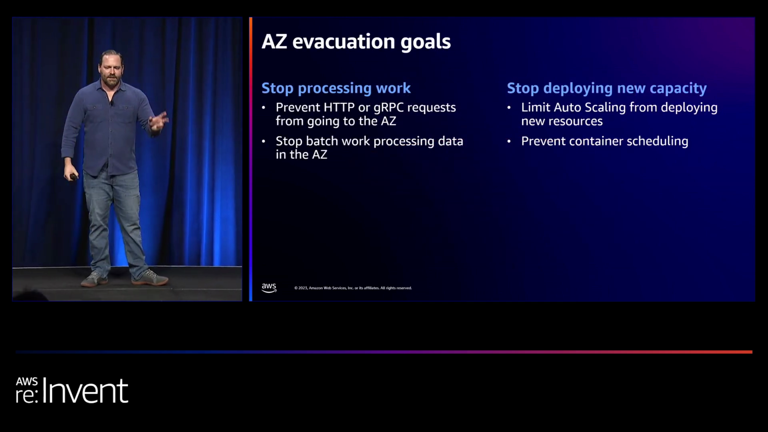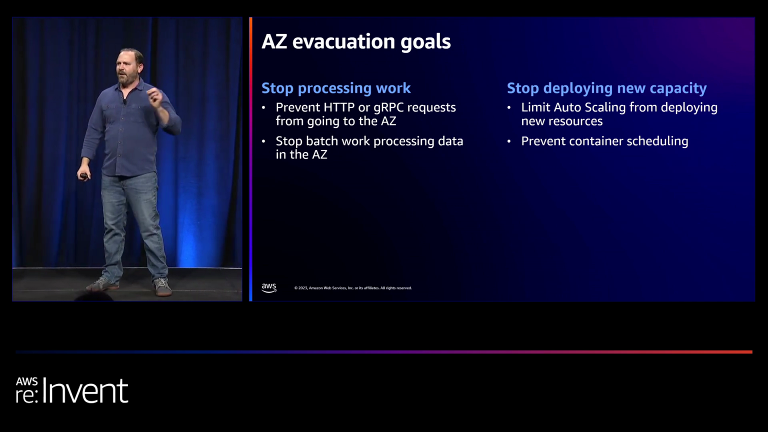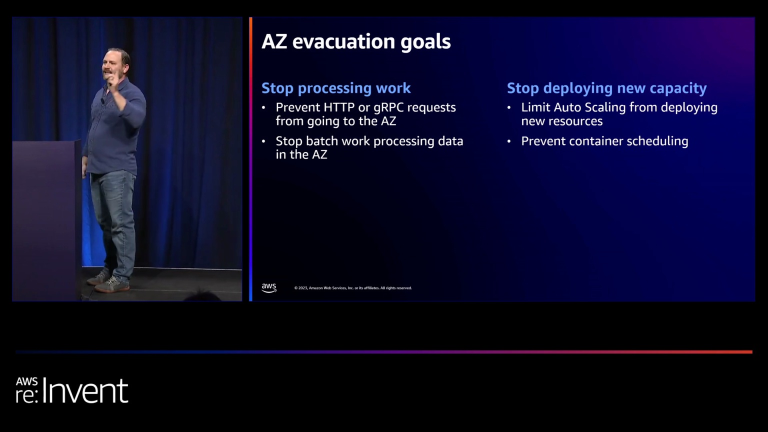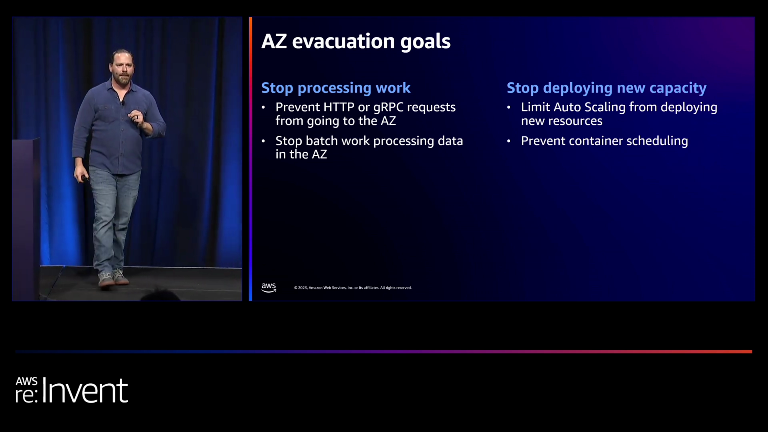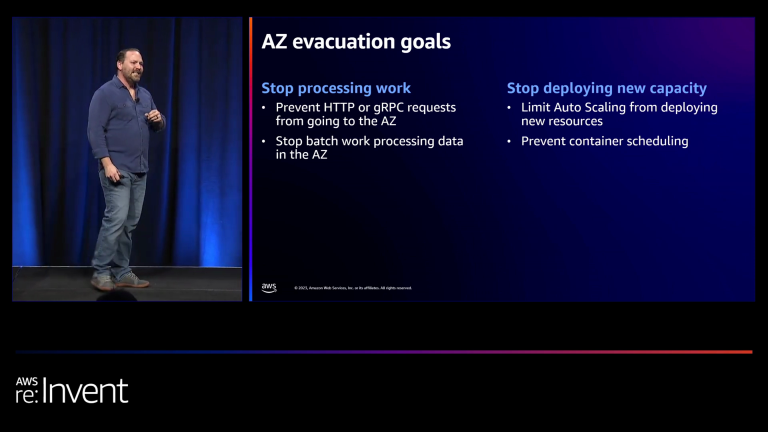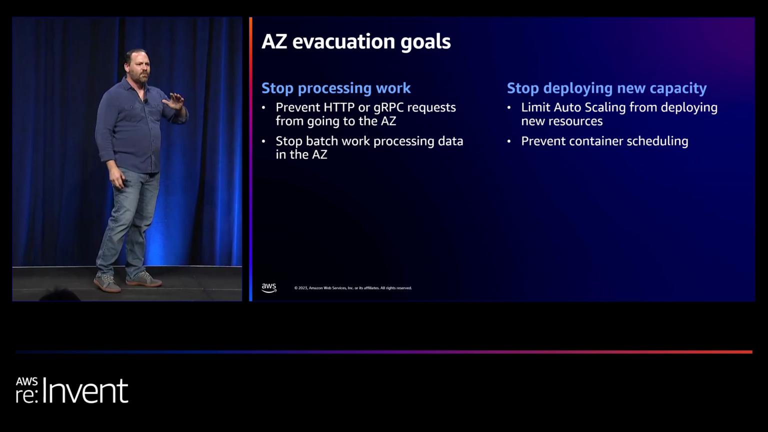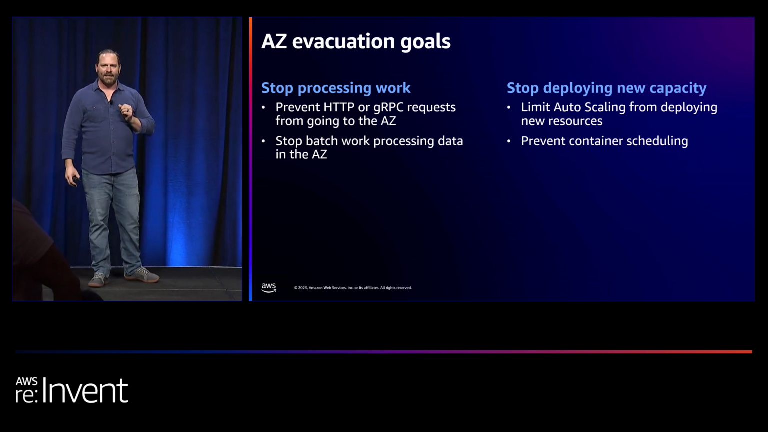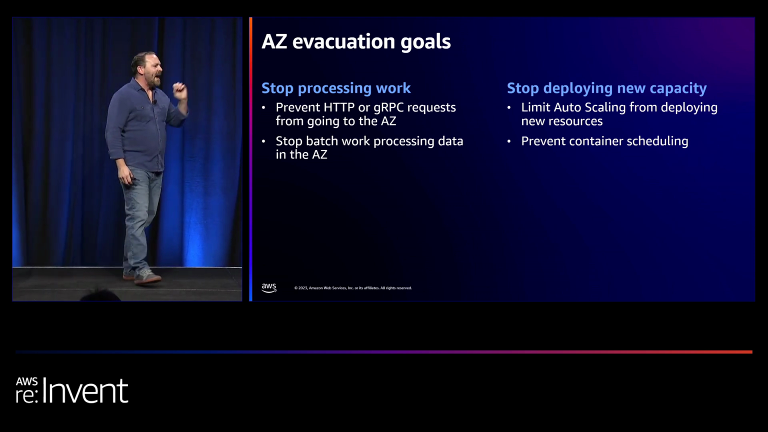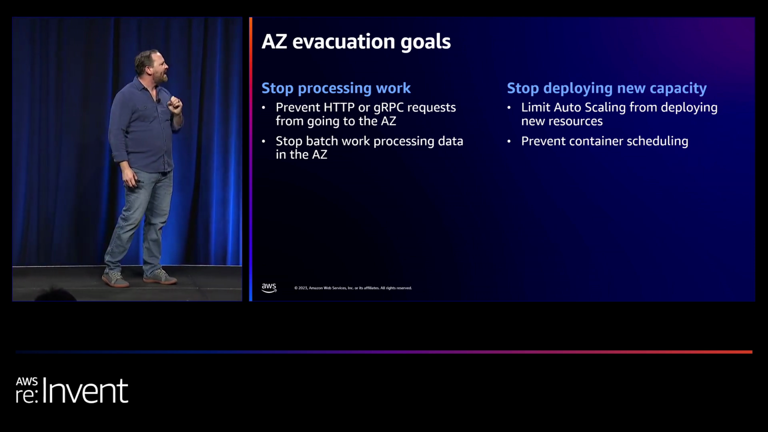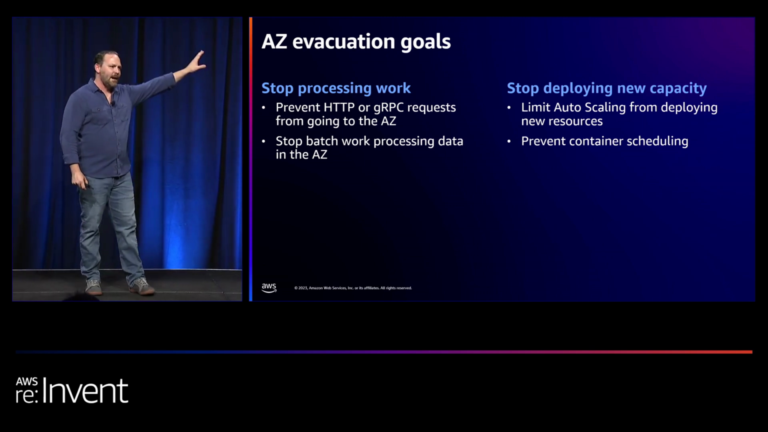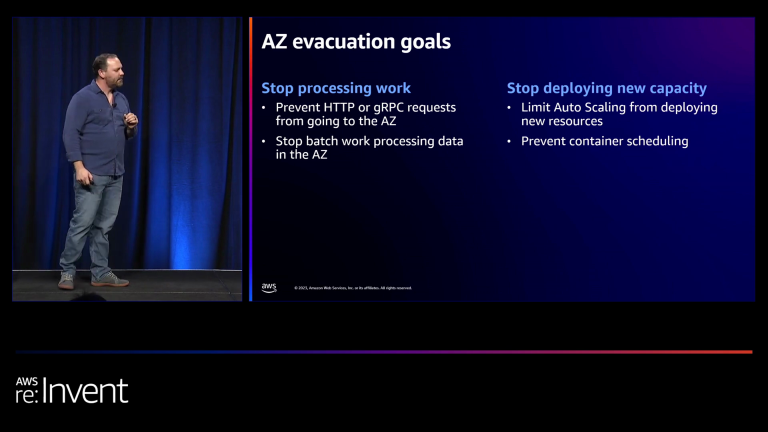So we have 2 goals for evacuating an AZ. The first goal is to stop processing work in that availability zone. We want to prevent HTTP or gRPC requests, whatever kind of work your system does, from going to that AZ. If it's a batch processing type of workload, we want to stop batch processing in that AZ. Any type of work, we don't want it to happen where the impairment is.